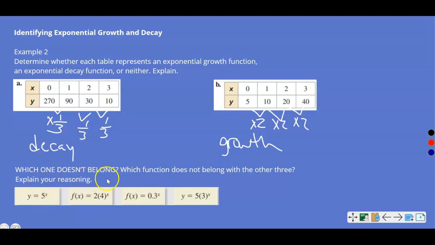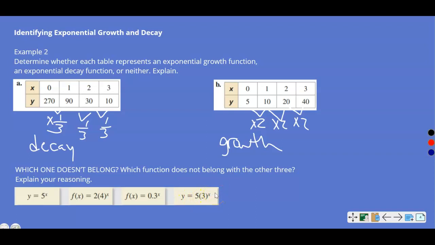All right, it says which one doesn't belong, which function does not belong with the other three. Explain your reasoning. Y equals 5 to the x power. Y equals 2 times 4 to the x power. Y equals 0.3 to the x power. Y equals 5 times 3 to the x power.